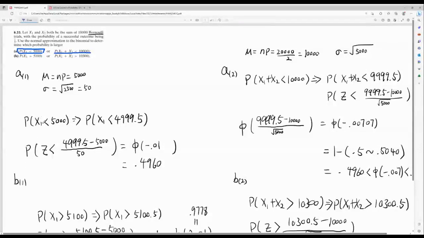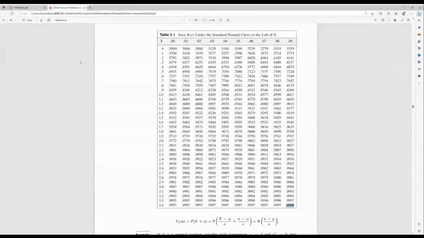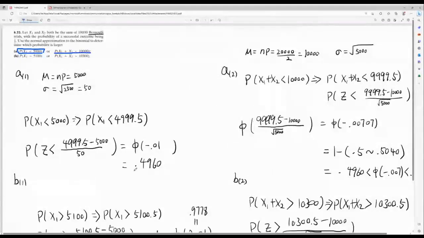So for x less than 5,000, after the continuity correction, we get x1 less than 4999.5, and we just do the calculation and use this chart. Converting to z-score, right? Converting to a standard normal variable, the z-score.